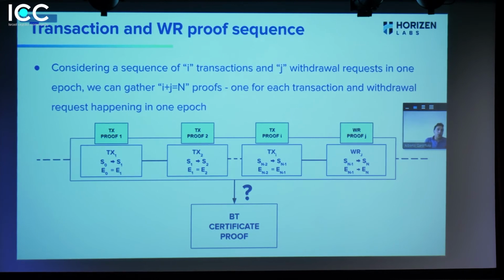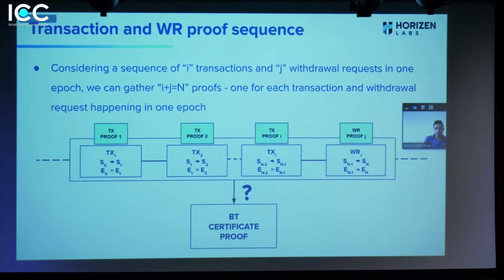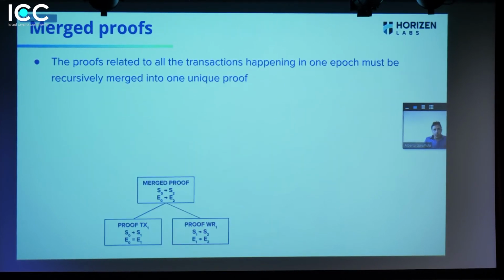Okay, but remember, we want to end up with a unique proof in the main chain, with a certificate with a unique proof. And here we have many proofs, one for each transaction or each withdrawal request. So how can we create one proof? Let's say that we organize all these proofs in a sort of Merkle tree, and we are recursively merging them into a unique proof. So we use recursive proof composition in order to end up with a unique proof.